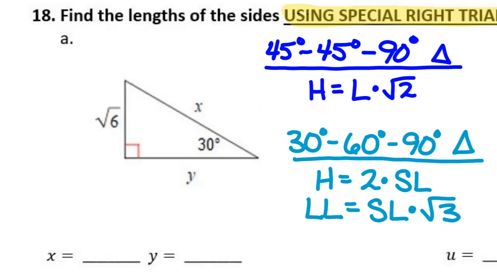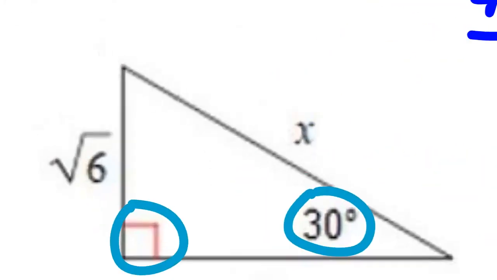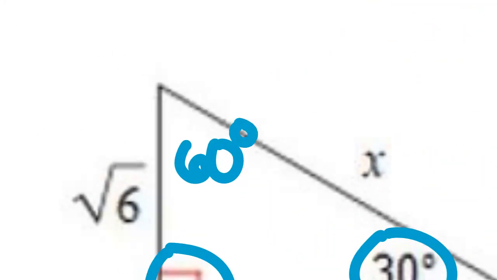So looking at A here, is this a 45, 45, 90 or a 30, 60, 90? This is a 30, 60, 90. Here's 30, here's 90, so this angle up here has to be 60 degrees.